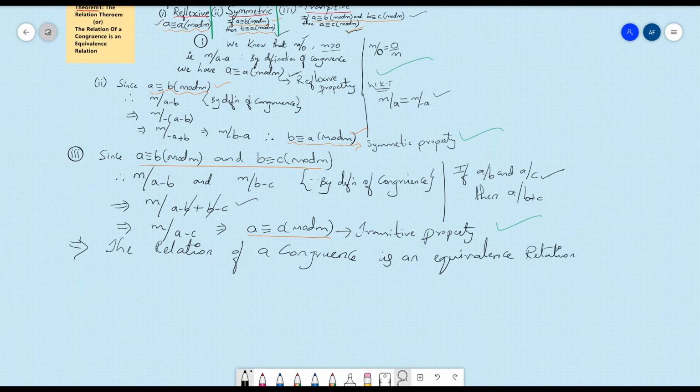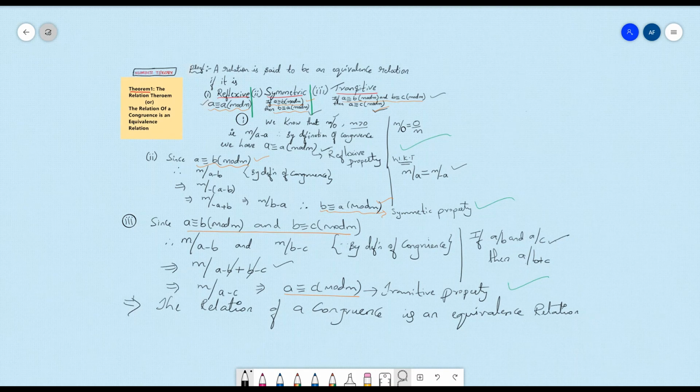Okay, that's it. It's very simple. They usually ask for this particular theorem for 4 to 5 marks together. Otherwise, another way they can ask is: prove the reflexive property, prove the symmetric property, prove the transitive property. Prove that A is congruent to A mod M. Prove that if A is congruent to B mod M, then B is congruent to A mod M. Prove that if A is congruent to B mod M and B is congruent to C mod M, then A is congruent to C mod M.